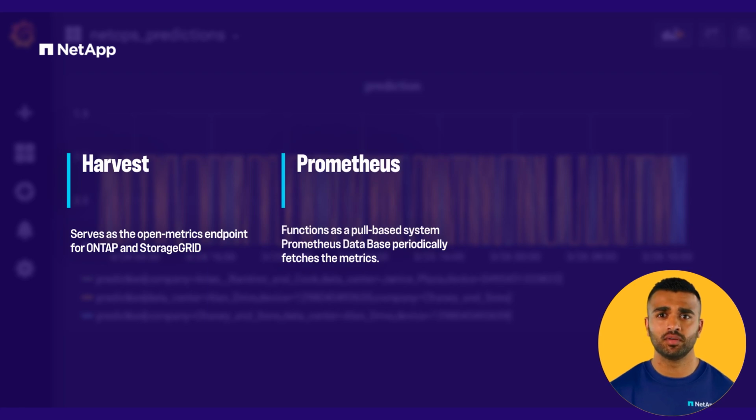Prometheus functions as a pull-based system. In our case, applications or NetApp storage systems publish their metrics at a designated Harvest endpoint, and Prometheus periodically fetches the metrics. The data then is visualized within the Grafana web interface.